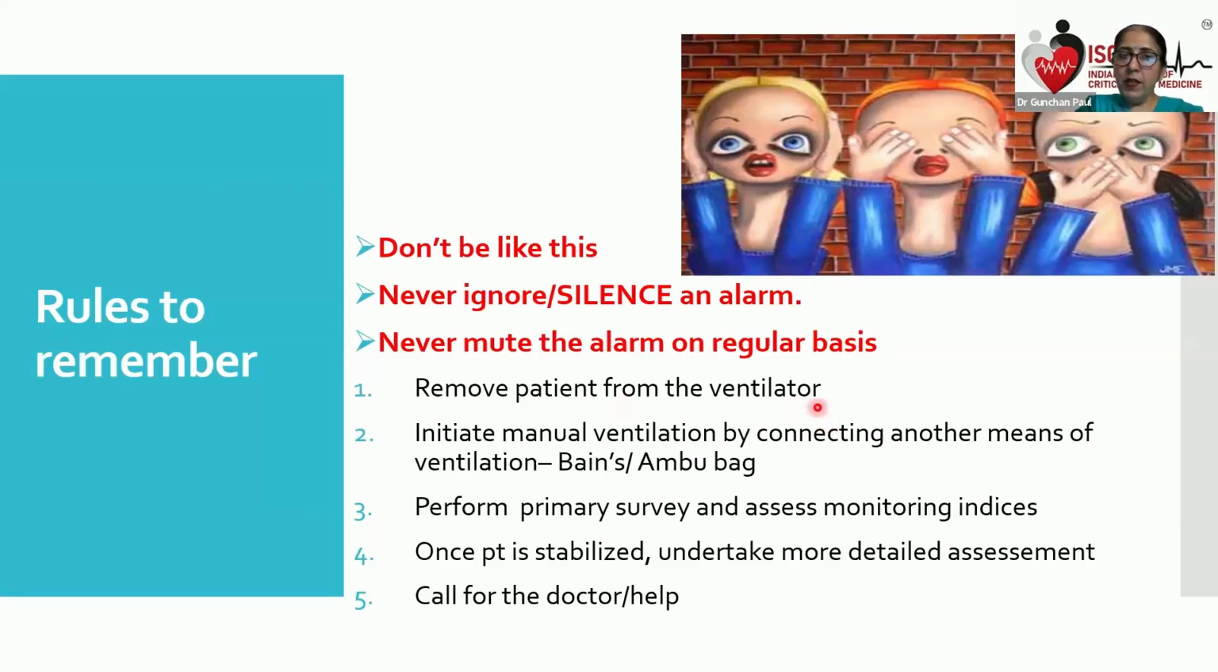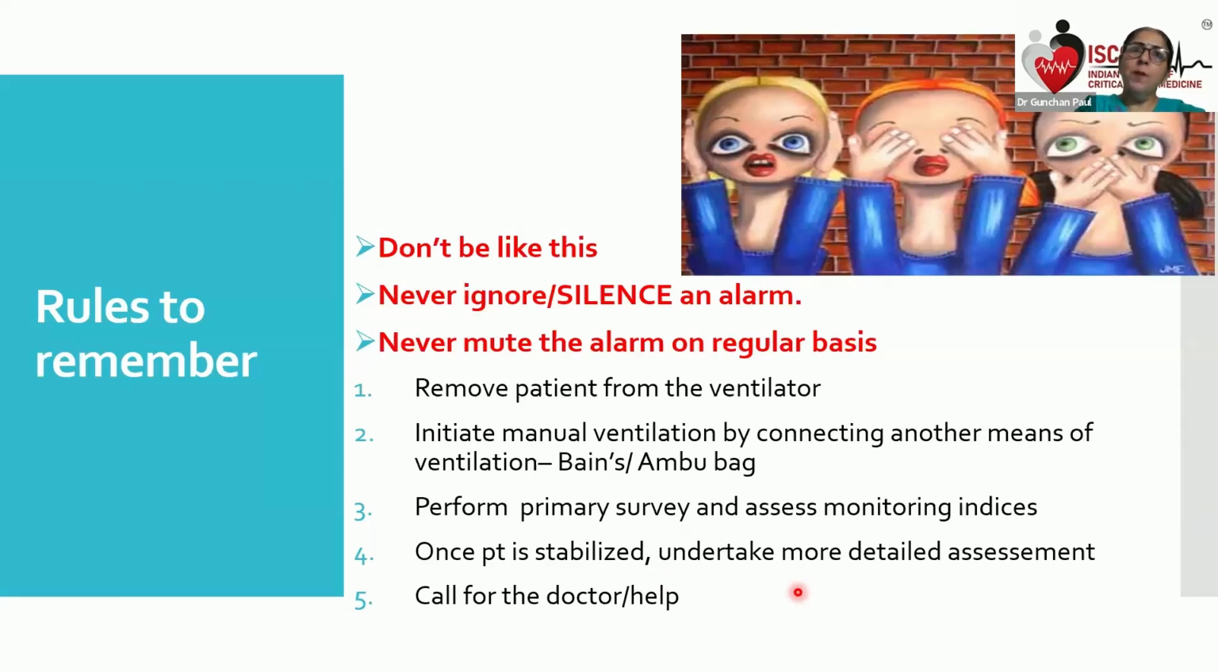So remove the patient from the ventilator, initiate manual ventilation by connecting other means of ventilation like a Bain's circuit or an Ambu bag, perform a primary survey, assess the monitoring indices, like I told you, check the saturation, check the heart rate, check the bilateral air entry, the chest rise of the patient. And once the patient is stabilized, then do a more detailed examination, call somebody for help. So first thing, whenever there's an alarm and you don't know what is happening, disconnect the patient from the ventilator and take the patient on Ambu.